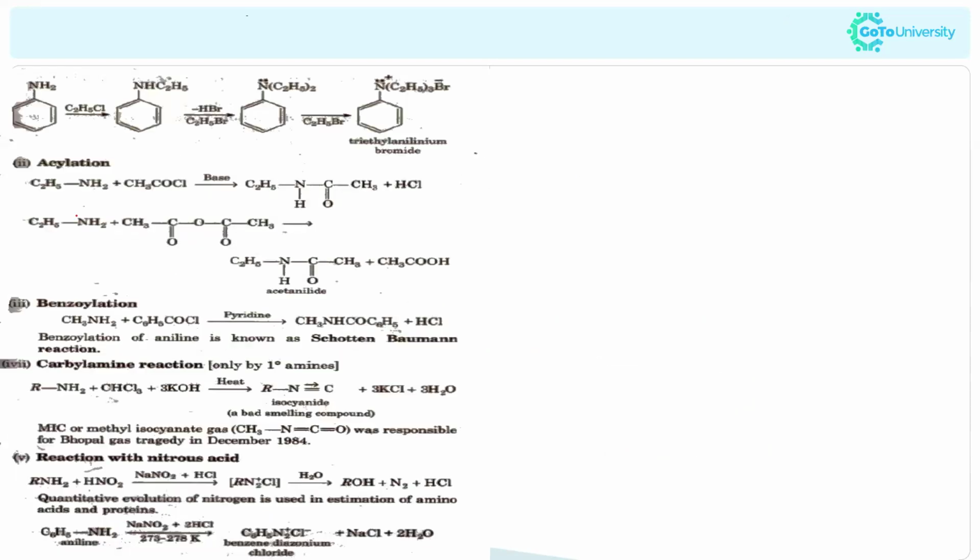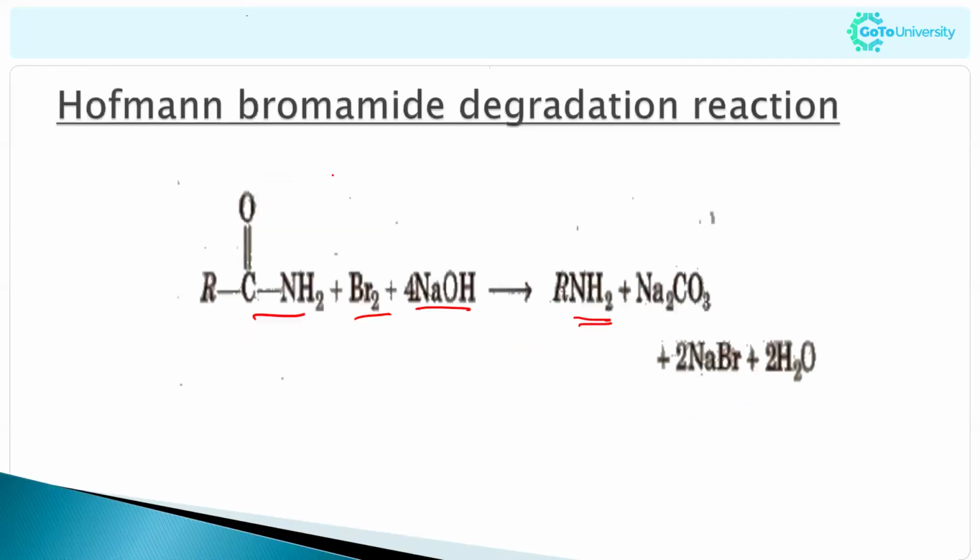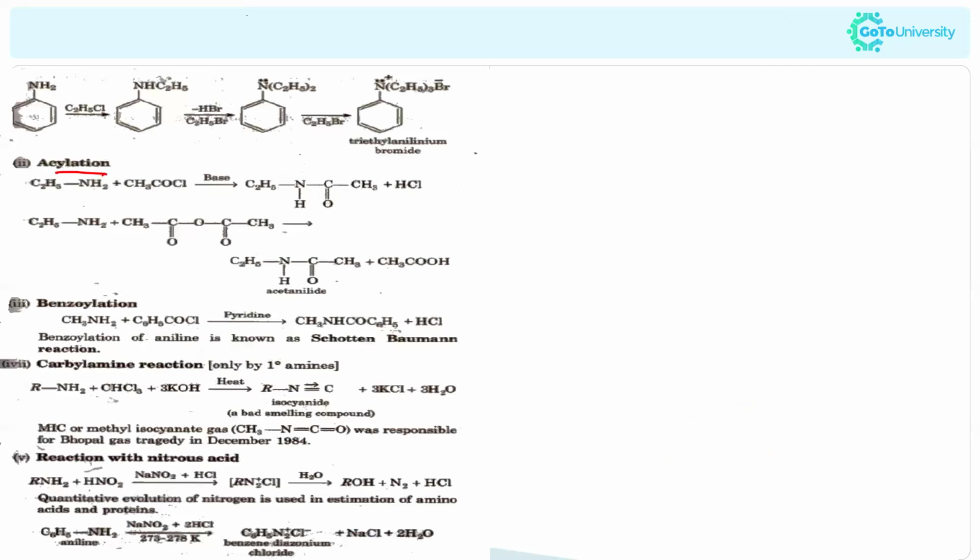Okay, next one is acylation reaction. In acylation reaction, see, these are the chemical reactions of amine compounds. See here, this primary amine can be converted to acetanilide. Okay, so this is a kind of acylation reaction. Now we have benzoylation. This reaction is also called Schotten-Baumann reaction. Then carbylamine reaction. This is only for primary amines.